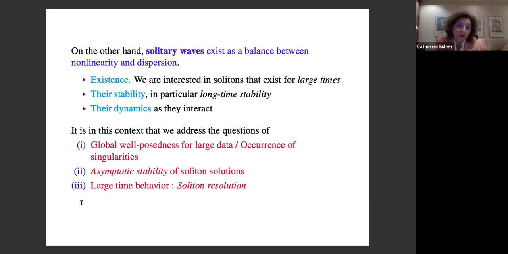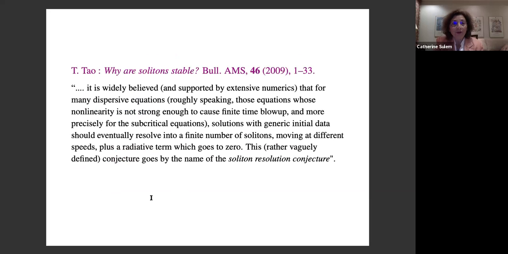And also another important concept is the notion of soliton resolution, which refers to long time behavior again. To explain soliton resolution, I will simply quote some thoughts by Terry Tao in a paper that he wrote in the Bulletin of the AMS. The title is Why Are Solitons Stable?